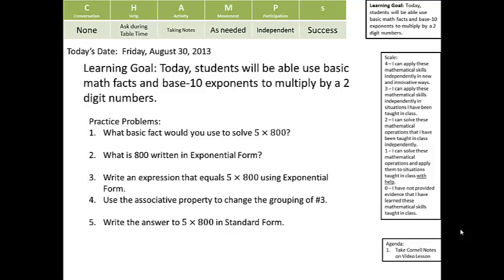So pause the video now, answer these questions, and then when you're ready to check your answers, go ahead and restart the video.